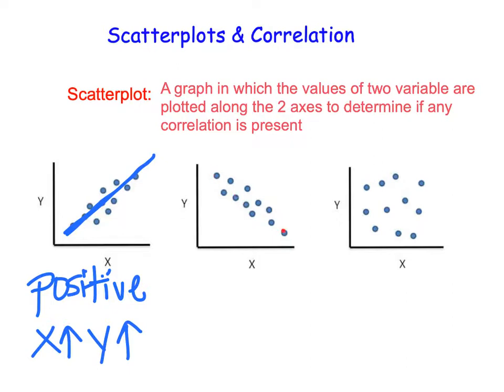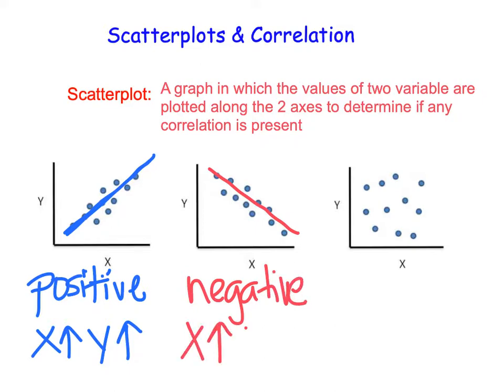It's the same idea with this next graph. You almost want to throw a line through here. And what's happening here is as your x values keep getting bigger and bigger, your y values are actually decreasing in this situation. And so we call that a negative correlation. And that means as your x values are increasing, your y values are getting smaller or decreasing.